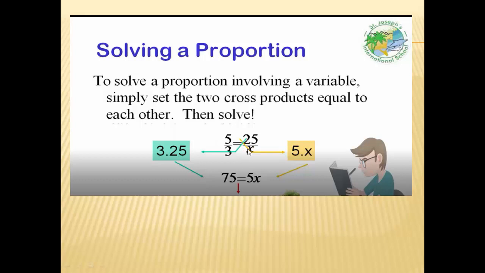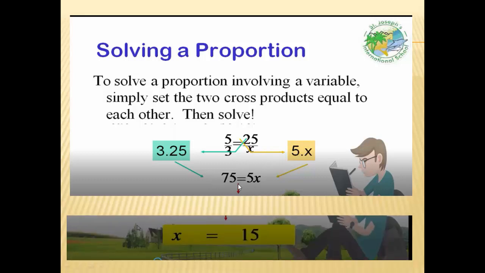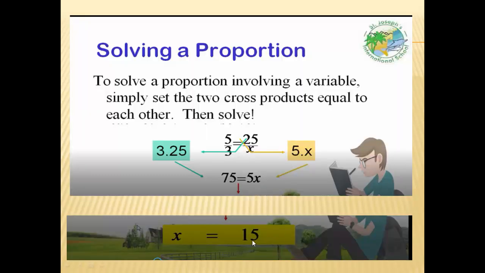Then 5 times x, meaning 5 dot x means 5 times x. 3 times 25; this point is not a decimal point but means times, okay? 3 times 25 equals 75, equals 5 times x. 75 equals 5x. If we divide both sides by 5, we can find the value of x. Then 75 divided by 5 equals 15. Then x equals 15.